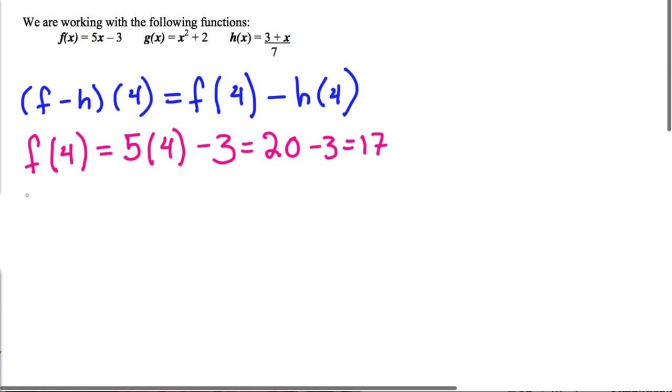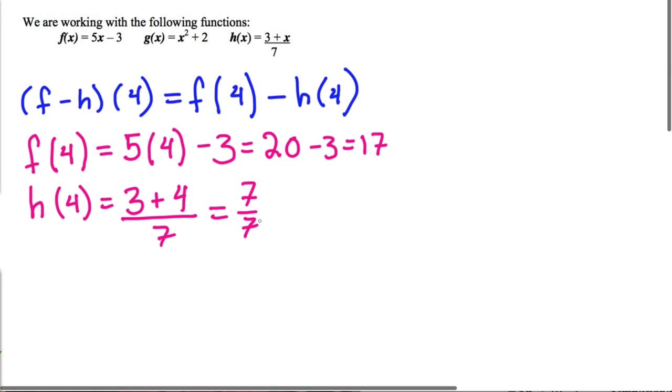Okay, now the next one, I need to find h of 4. And h of 4 simply says, again, just like in the previous problem, plug 4 into x in h. So this is going to be 3 plus 4 all over 7. And then we have 3 plus 4 is 7 divided by 7. And 7 divided by 7 is equal to 1. Okay, so here I have my two function values, f and h both evaluated at x equals 4.